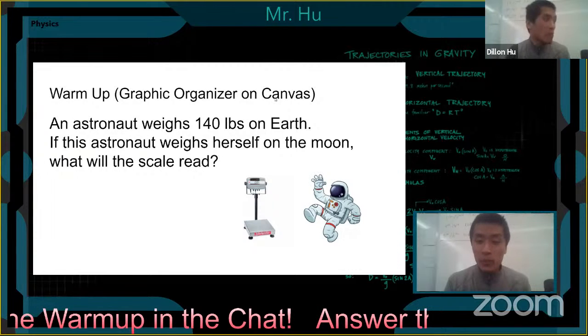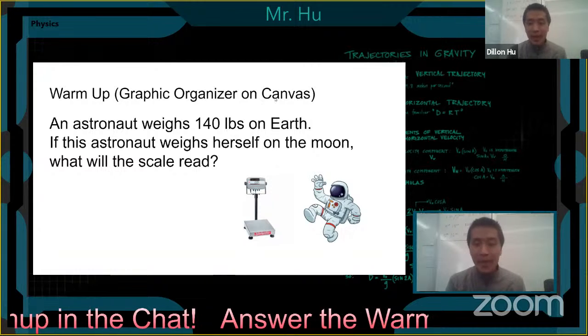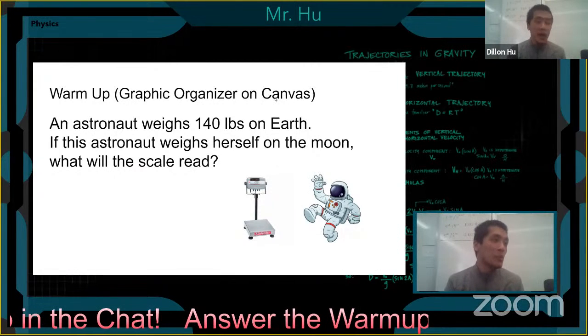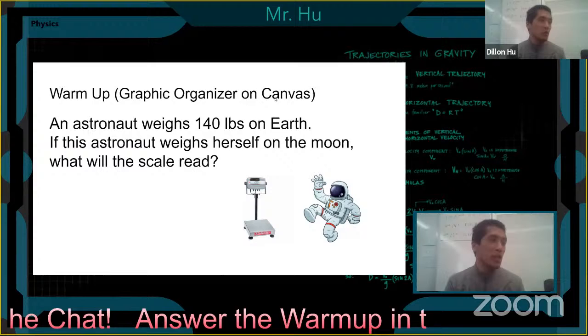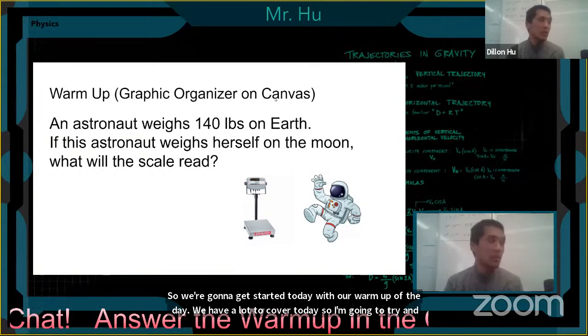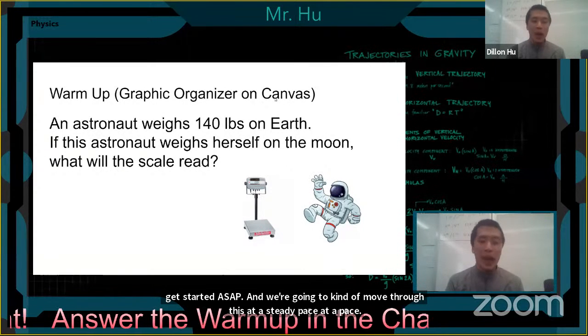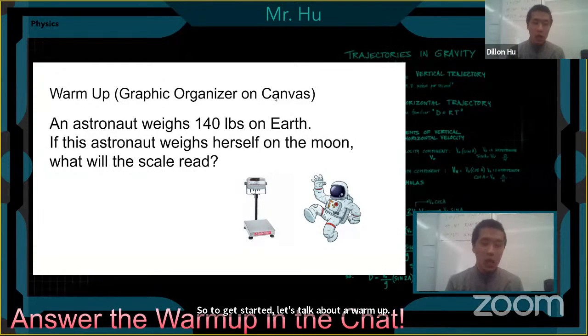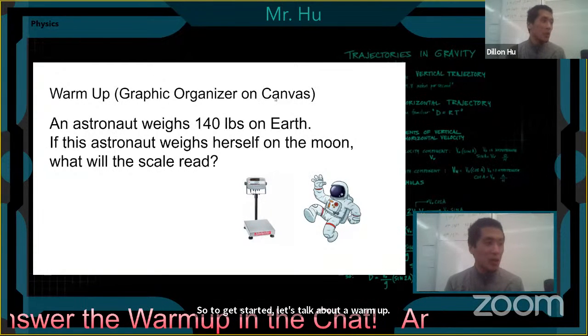So in this particular warm up here, we are looking at an astronaut that is weighing 140 pounds on Earth. This is one of the few times where we will use the sacrilegious measurement called pounds, where we will use freedom units. Usually we use kilograms, but we will see why we're using pounds for this specific problem.